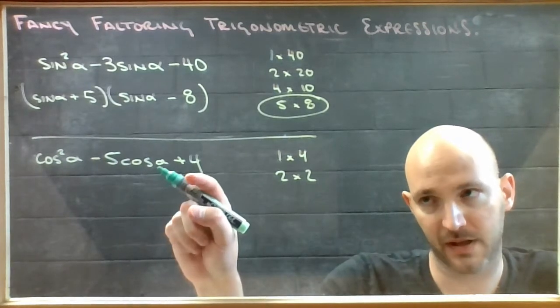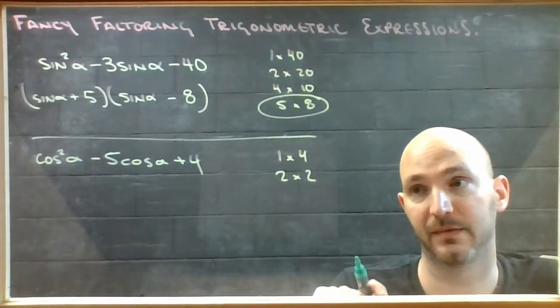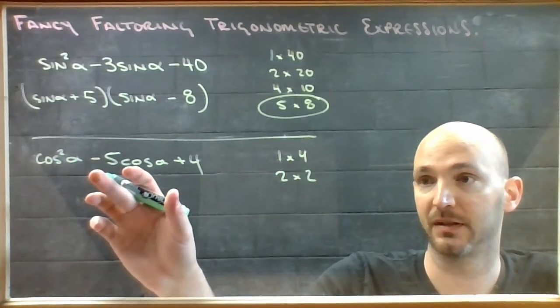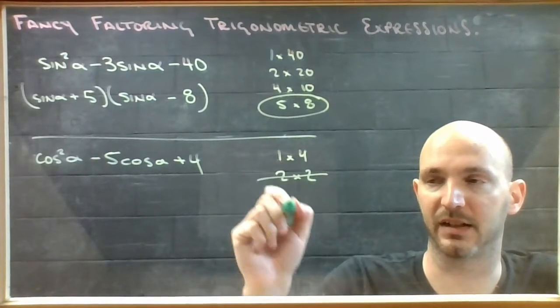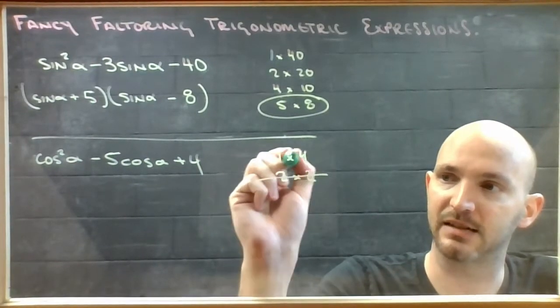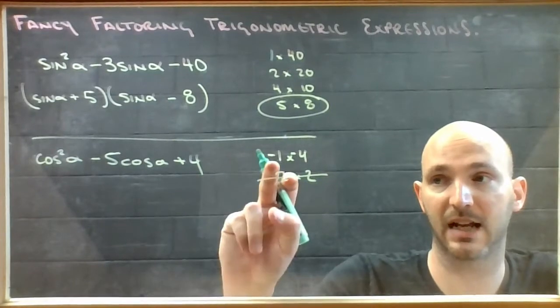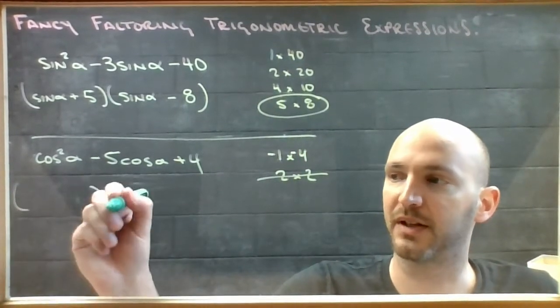In order to get a positive number back here, they're either both positive or they're both negative. So if they're both positive, 1 and 4 would be positive 5. That's close but not quite. 2 and 2 would be 4, so it's definitely not that one. I want this to be negative, so if I did this, negative 1 times negative 4 is positive 4. Negative 1 plus negative 4 is negative 5. So those are my numbers.